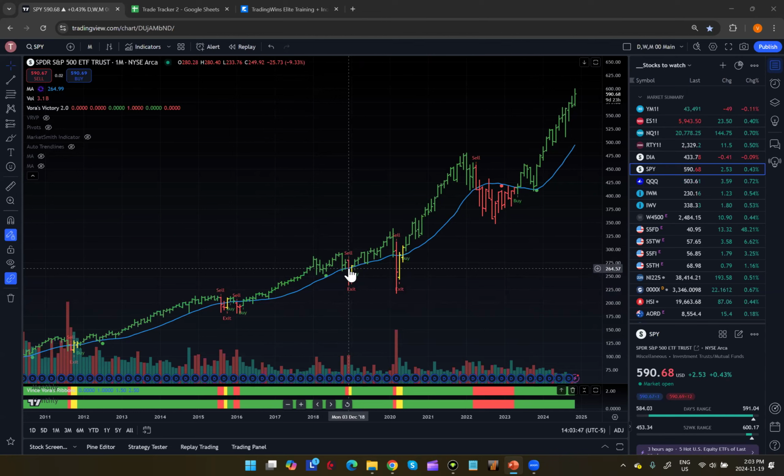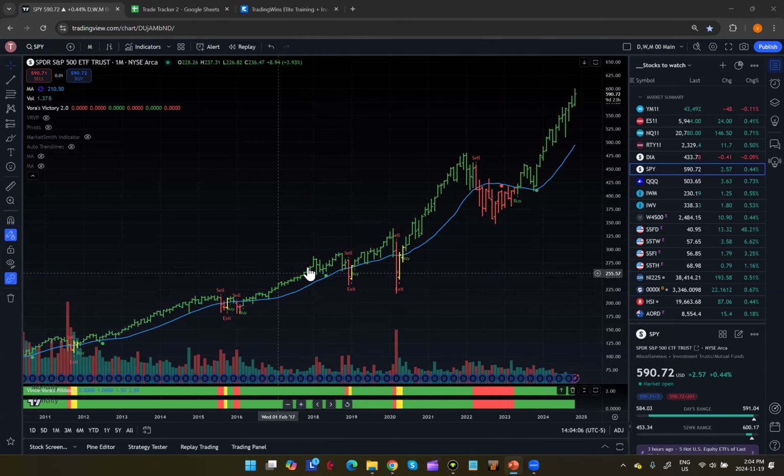Now, there are instances where we go from buy straight to exit. There's other instances where we go from buy straight to sell. Again, it doesn't mean we're going to go short here. We need to meet all the criteria for a short trade at that point.